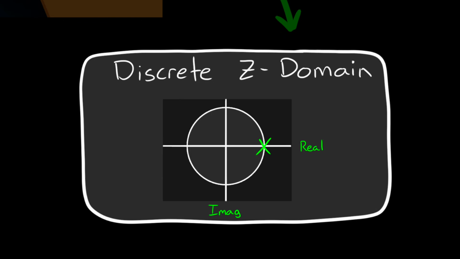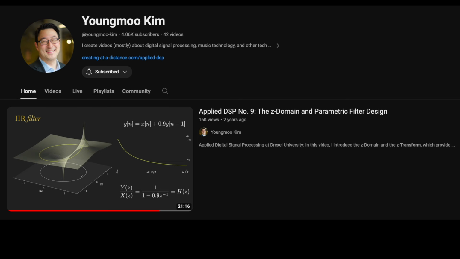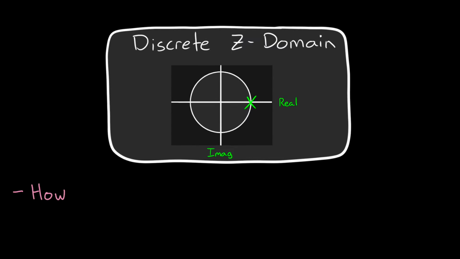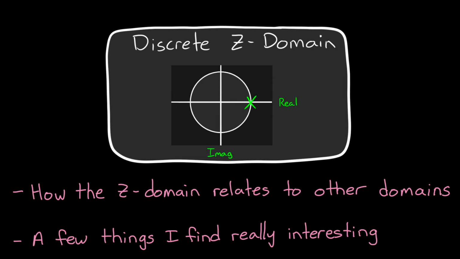However, during my research for this, I discovered some outstanding videos by Young Moo Kim, and particularly one that captures the essence of everything that I wanted to say, and it does so brilliantly. So rather than reiterate his work, I'm going to cover other things, like how the Z domain relates to other domains that you might be working with, and I want to walk through a few things that I find really interesting about it. And then afterwards, I recommend you go watch Young Moo Kim's fantastic video that covers everything else.